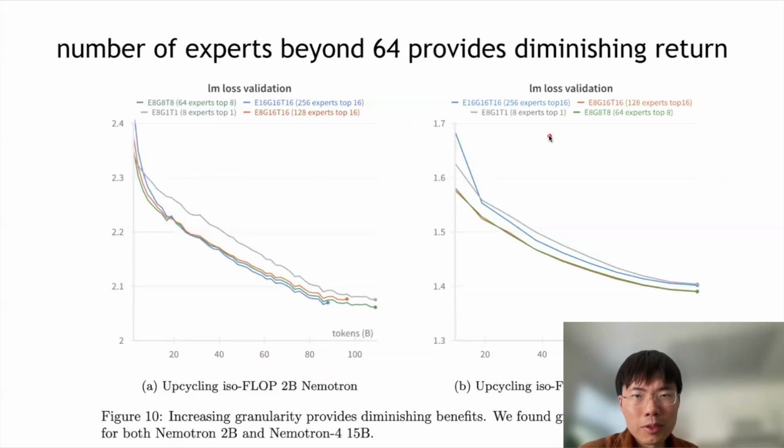So we also did an additional experiment where we upcycle the model into a fine-grained MoE. It's a pretty effective method, and we found diminishing returns beyond 64 experts. So 64 or 128 is kind of the limit for fine-grained MoE, which is also used in the Qwen2 model, which uses 64.